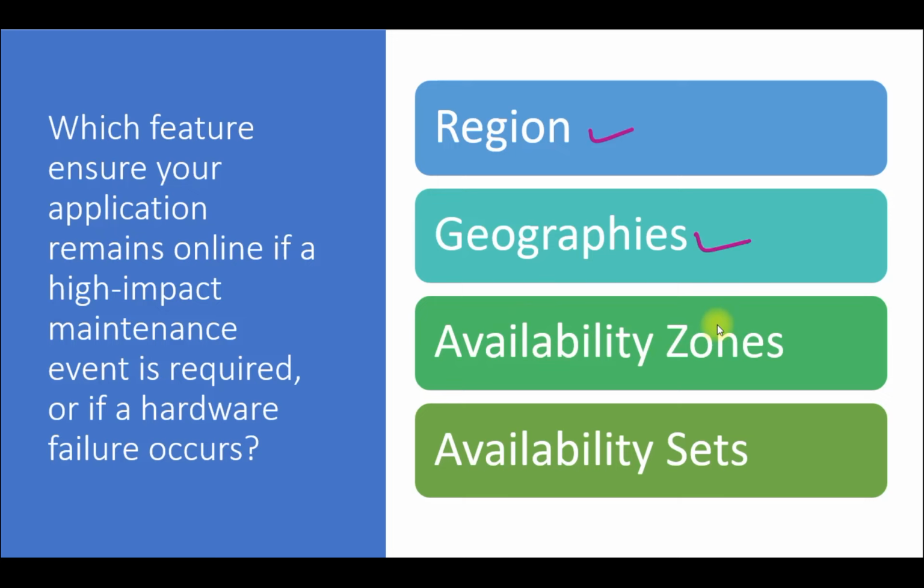Availability zones are physically separate locations within a region with their own power, cooling, and networking resources. This is how we define availability zones. An availability set ensures our application remains online if a high impact maintenance event is required or if there is any hardware failure. So in this question, they are asking about this one, and our answer will be availability set.